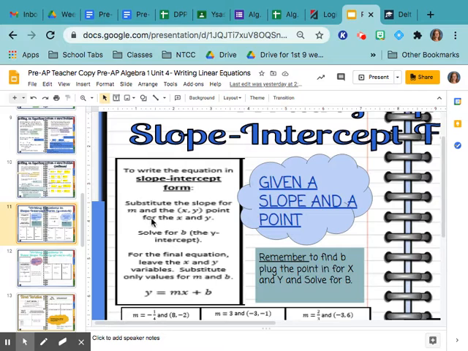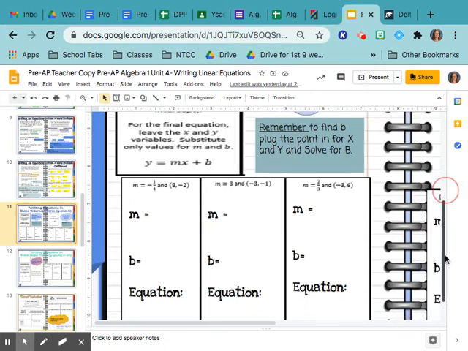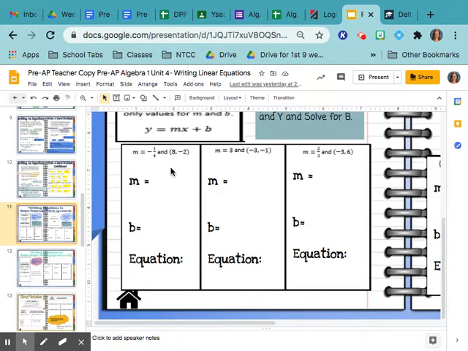Given a slope and a point, to write the equation in slope-intercept form, you're going to substitute the slope for m and the point, x, y, for the x and y. Solve for b, and then you're going to write the final equation, leaving x and y variables, and substitute only values for m and b, having a y equals mx plus b form. So we are going to write this in our journal.